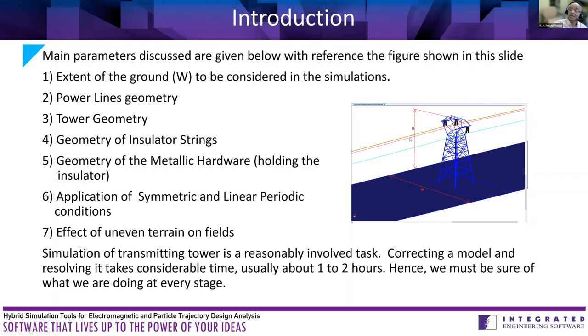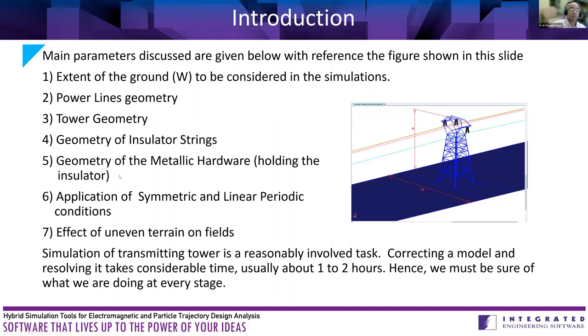The reason is that the diameter of these cables may be around 2 centimeters, but the width of the ground we model is something like 200 meters, 300 meters. So the aspect ratio will be very, very high. So how do we handle these power cables, and also the tower geometry, another parameter, and the geometry of the insulators? What approximations can we take, or do we have to model as it is? In some applications, we have to model as it is. So the fourth parameter is the geometry of the insulator.